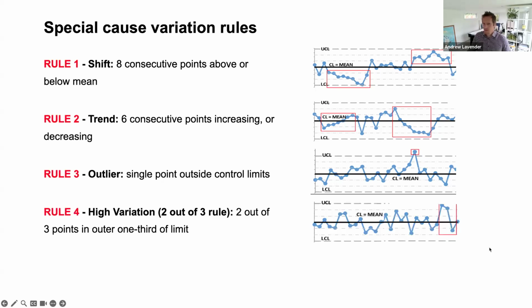Next up, we've got our rule number 4. In Life QI, we call this the high variation rule. It's also called the 2 out of 3 rule, which is quite a useful way to remember it. It basically explains what it is: it's looking for any 3 data points lying in the final third of the control limits.